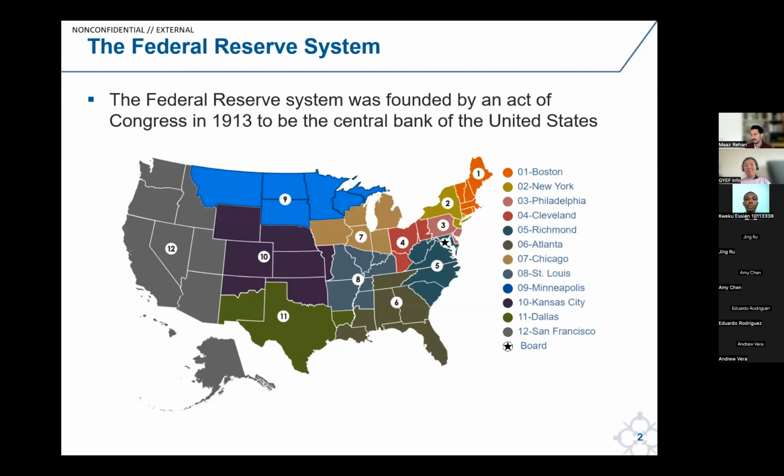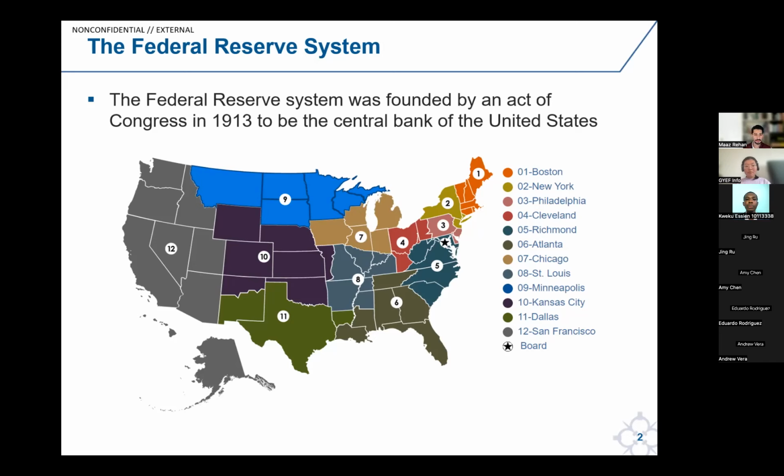So the Federal Reserve System. Let's walk back into the 1900s. The Federal Reserve System was founded by an act of Congress in 1913, to be the central bank of the United States, and mainly for the purpose of creating a stable American banking system. The system overall consists of 12 Federal Reserve banks across the country, which are independently run, and each of them oversees a jurisdiction in the region where they're located.